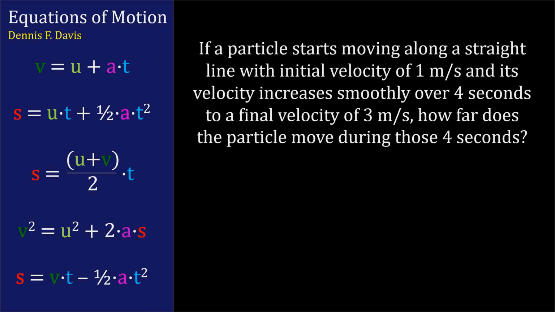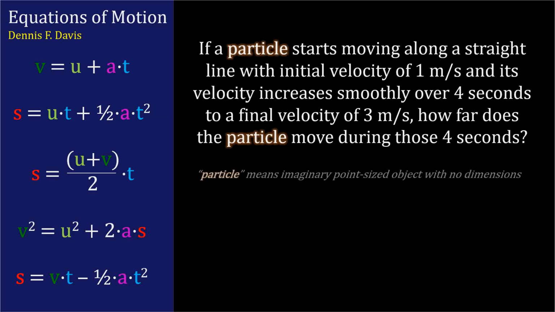If a particle starts moving along a straight line with initial velocity of 1 meter per second, and its velocity increases smoothly over 4 seconds to a final velocity of 3 meters per second, how far does the particle travel during those 4 seconds? We use the word particle to mean an imaginary point-sized object. Since it doesn't have any dimensions, we don't have to worry about measuring from its front edge, back edge, or middle. It's just a particle, so they're all the same.